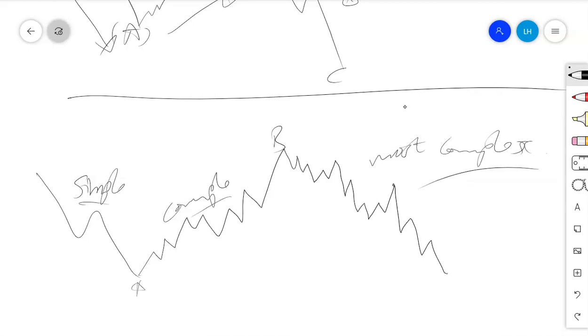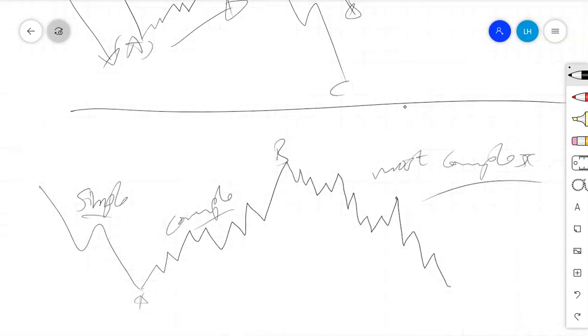So usually we expect, in terms of building the structure of the wave, that wave A can be simple, wave B can be complex, and wave C can be quite simple. But sometimes wave A can be simple, wave B can be complex, and wave C can be most complex. But we expect those things to alternate. So not all the time will you find that wave C is most complex.